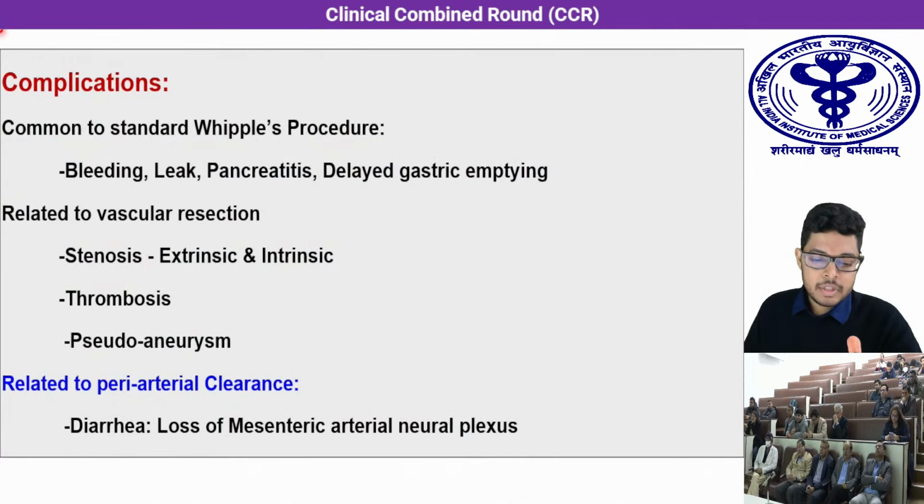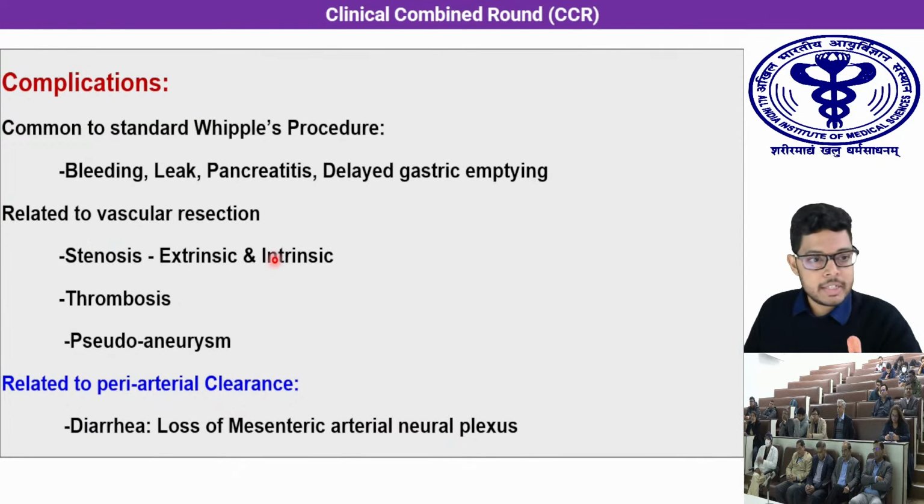After the standard Whipples, we expect complications like bleeding from the arterial stumps. We expect a leak from the pancreatic stump. The remaining pancreas can go in for inflammation, stump pancreatitis, and delayed gastric emptying as well. Related to vascular resection, there can be stenosis. This stenosis can be extrinsic.